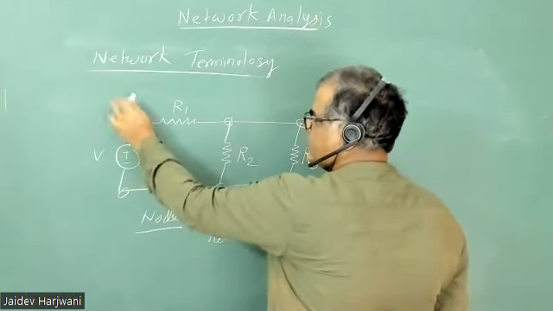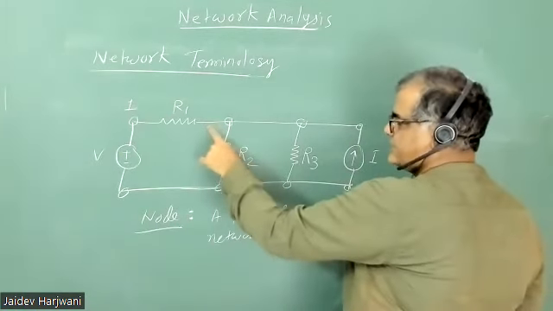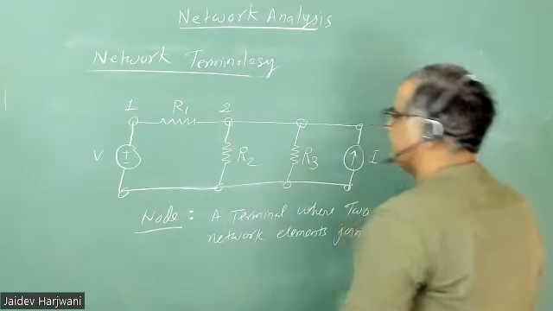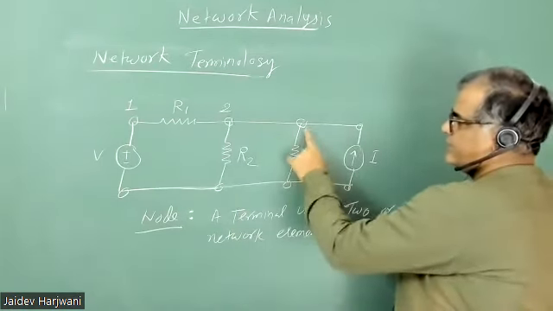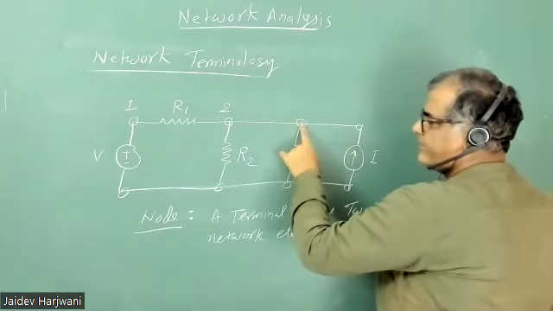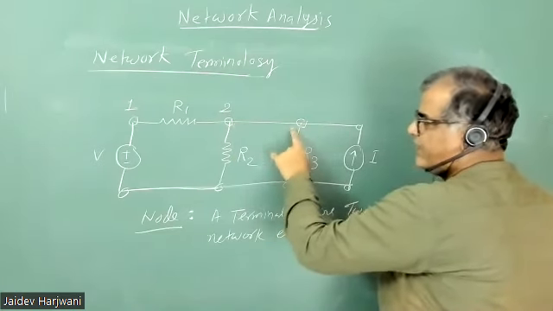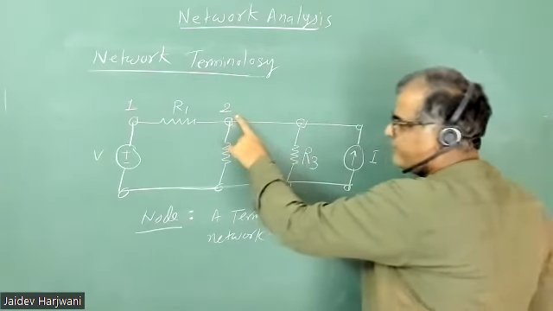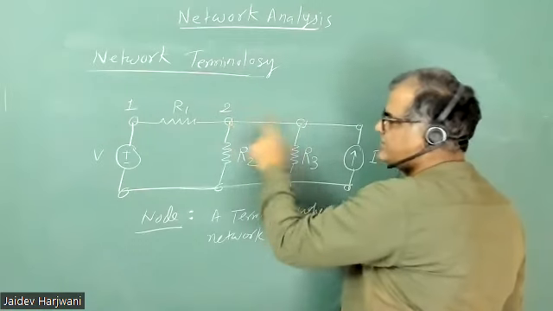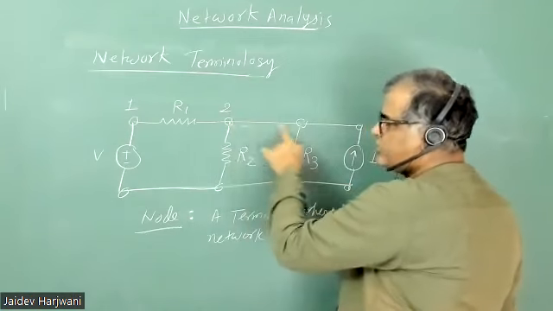Let me calculate. This is node 1. This is the network element, and the network elements are joining here. This is node 2. Now this terminal and these nodes are the same because they are at the same potential. In between there is no component. If the voltage here is 5, it will remain 5 here also. There will be no change. They are the same point.